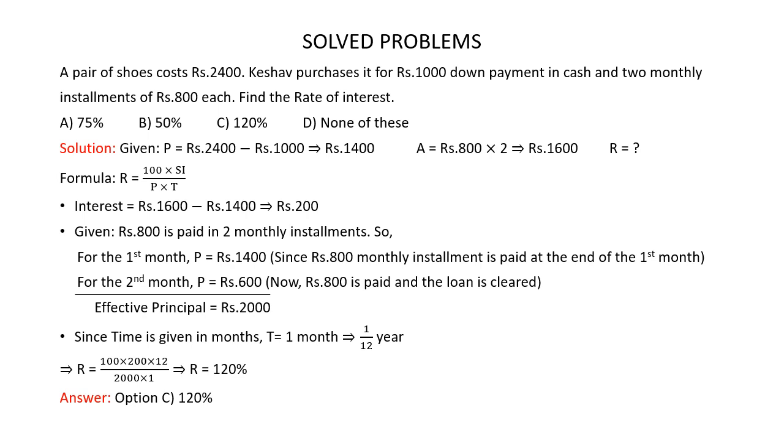Now let's look at the time. Now when you look at the question, you will see that time is given in months. So take time as 1 month. 1 month is nothing but 1 by 12 year. So substituting all these values in the formula here, we get R is equal to 100 multiplied by 200 divided by 2000 multiplied by 1 by 12. On solving this, we get R is equal to 120, which means the rate of interest is 120%. So the correct answer is option C, 120%.